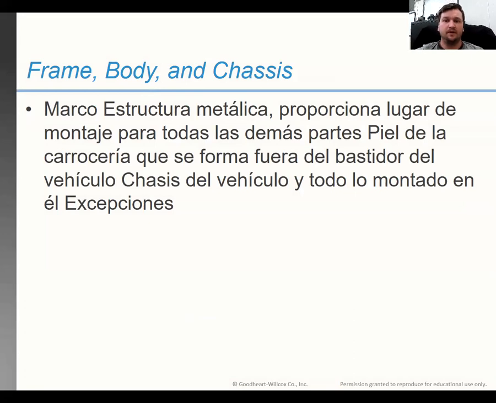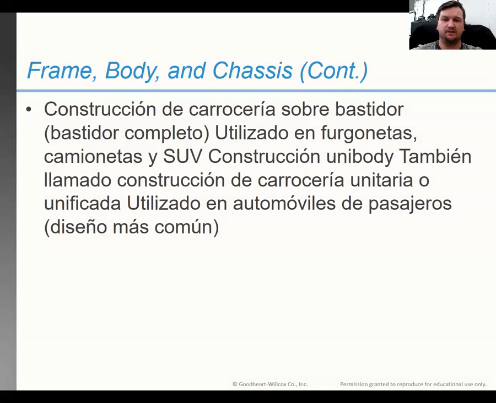All right, your frame is your metal structure that provides a mounting place for all other parts, such as your suspension, the body, and the engine. Your body is just the skin that forms the outside of the vehicle. Your chassis is the vehicle's frame and everything mounted to it. So your chassis is going to be the frame with the suspension and all of that stuff mounted to it. You have two different types of chassis.